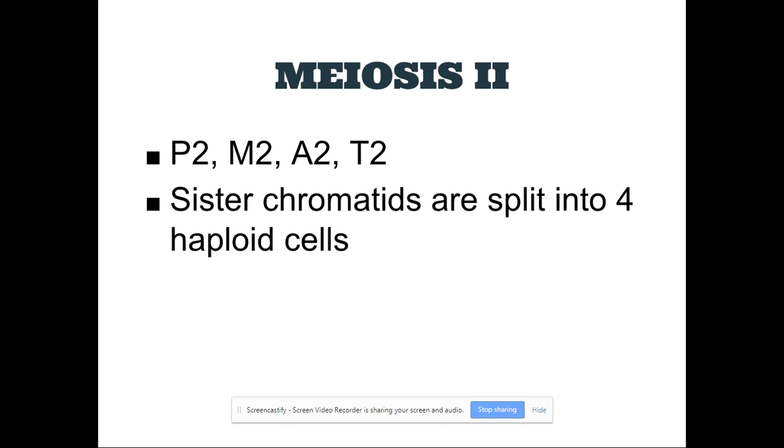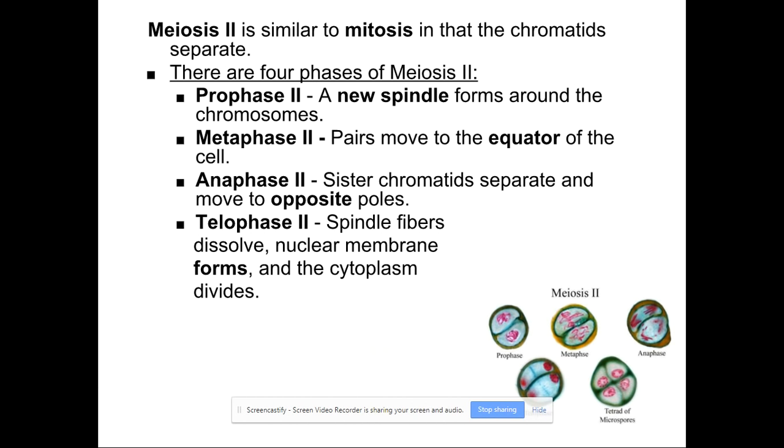That moves us into meiosis 2, where those two daughter cells are now going to each go through prophase 2, metaphase 2, anaphase 2, and telophase 2. The sister chromatids are now going to get split, so they get separated, and they will form 4 new genetically different haploid cells. So meiosis 2 is very similar to mitosis as well, in that the chromatids are going to separate now. In prophase 2, a new spindle is going to form. Metaphase, they line up in the middle again. Anaphase, they get pulled to opposite sides, just like before. Telophase, the spindle fibers dissolve, you form new nuclear membranes, and the cytoplasm divides, leaving you with those 4 cells.